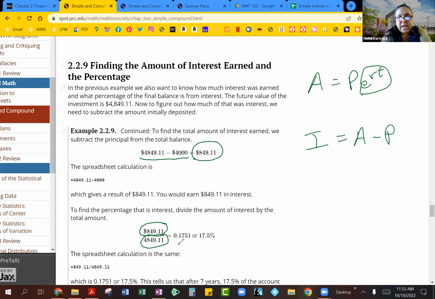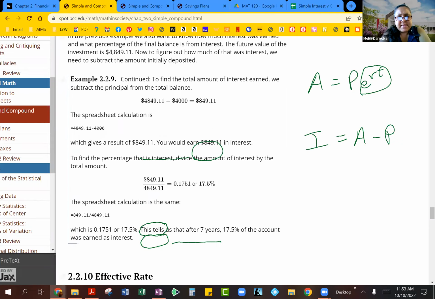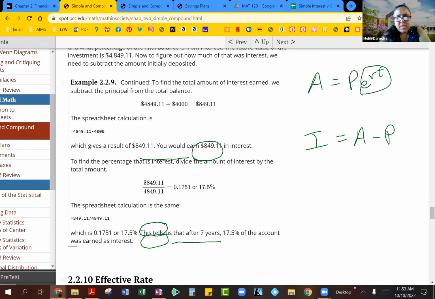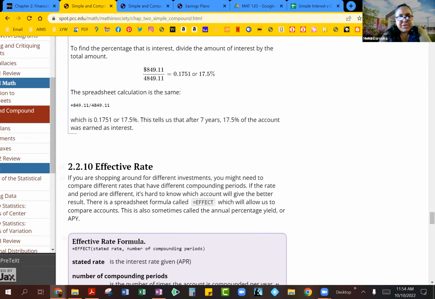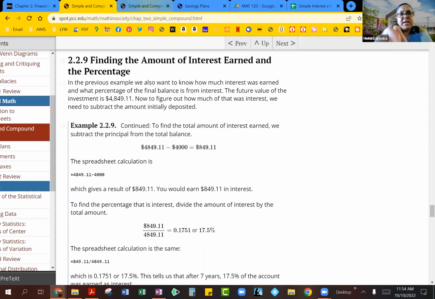And then to find the percentage based on the balance, of course, you take your interest divided by the future value you had, and then you get your percentage. So our interest is 17.5% of our future value. And of course, we did similar calculations like this with other examples last time. So after 7 years, you will have earned 17.5% of your account balance as your interest. So that's your continuous compounding formula.